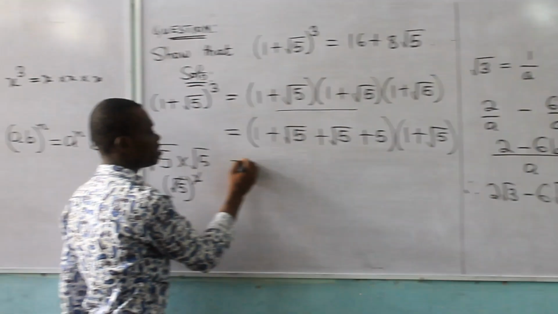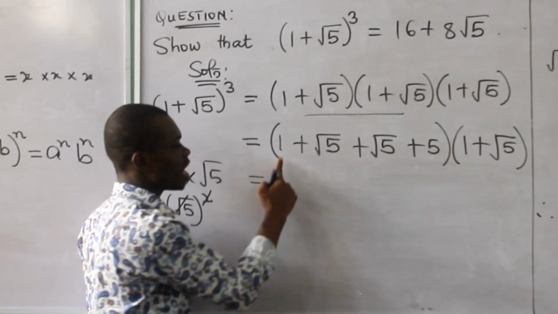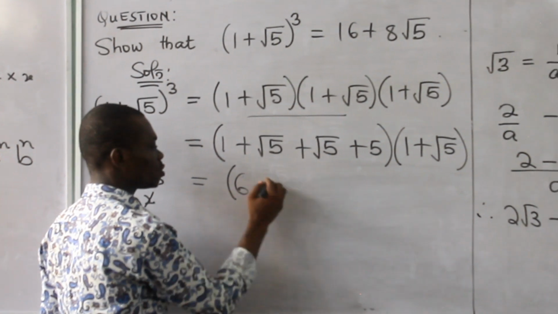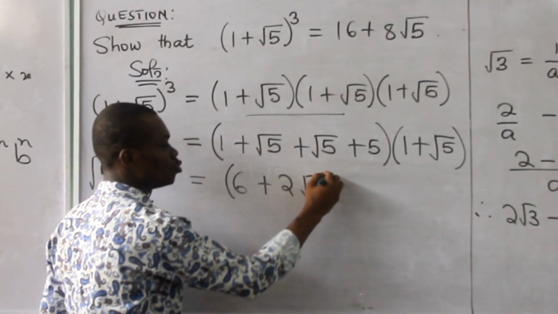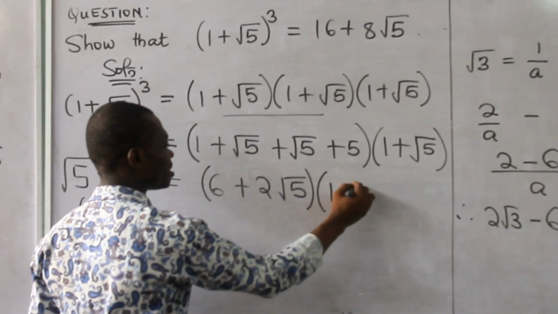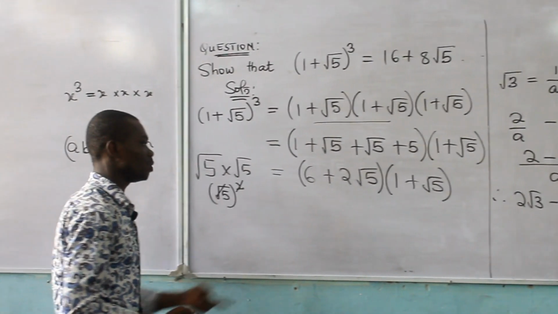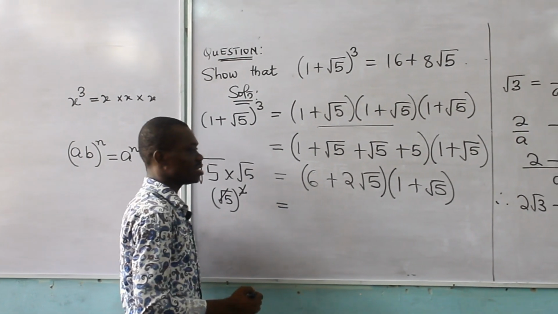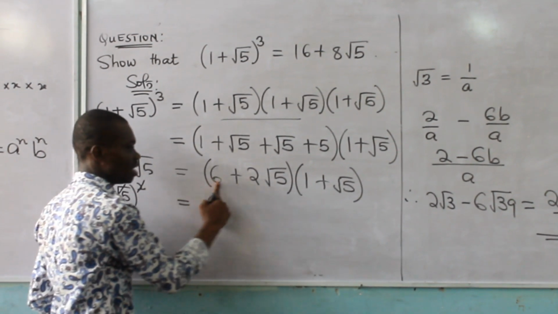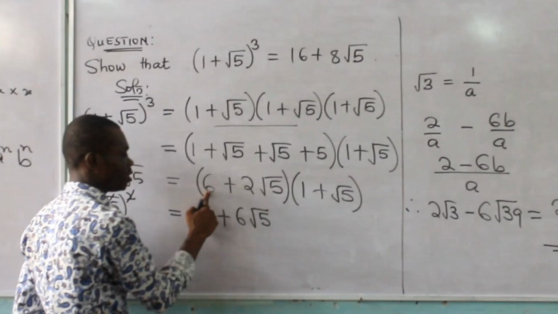And so this is equal to, now we collect like terms in this bracket. So here we have 1 plus 5 is equal to 6. Root 5 plus root 5 is going to give us 2 root of 5. And we bring down the last guy. And if we do that now, we will see what that is going to be. So we finally open up the bracket here. So 6 times 1 is equal to 6. The same 6 will multiply this to give us 6 root 5. And we are done with 6.